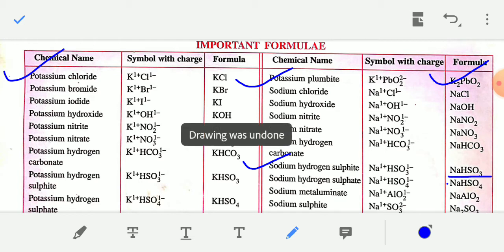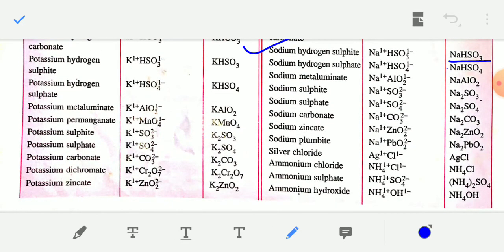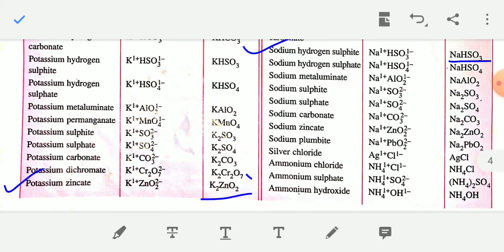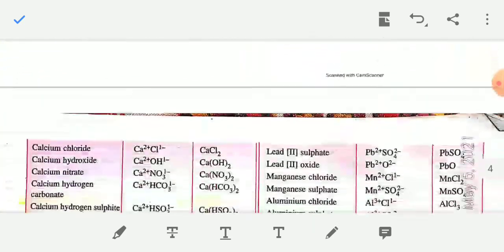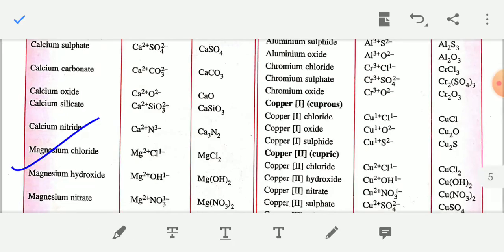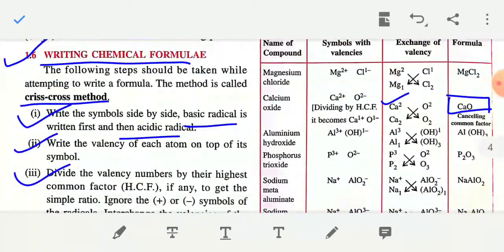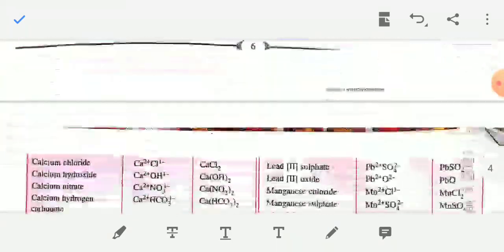You can derive these formulas using the following rules. Okay, very simple. Suppose the formula of potassium zincate, then K2ZnO2. This formula and the name, both you have to remember. The formula of ammonium sulfate is (NH4)2SO4. Okay, so both these tables are also important, because in the exam you will be asked this type of question, that is, write the chemical names of the following compounds, or the chemical formulas of the following compounds.